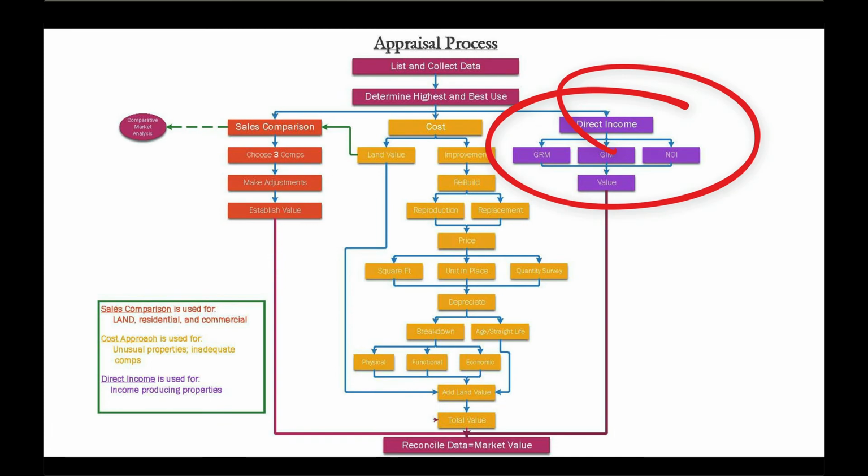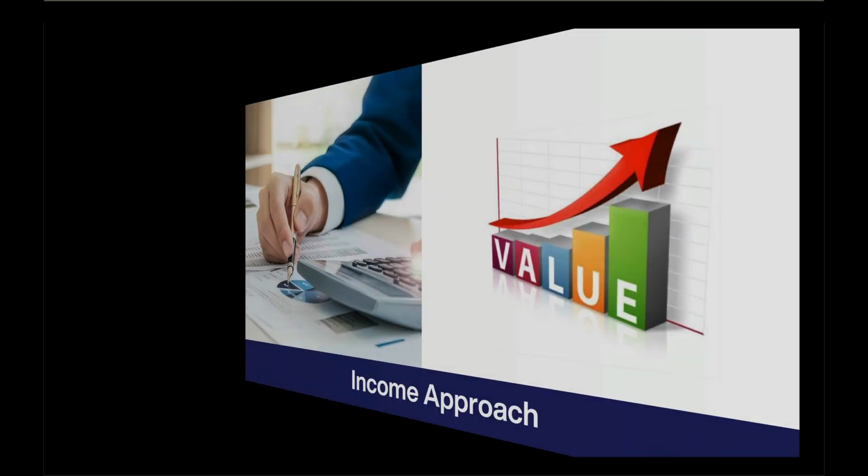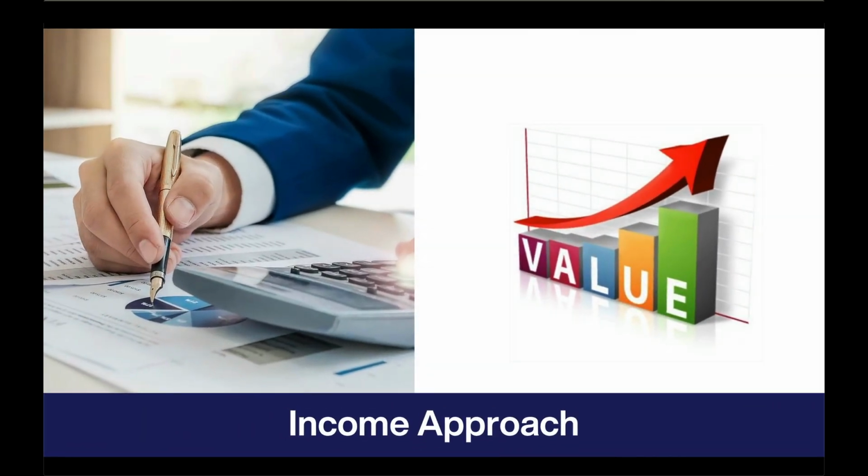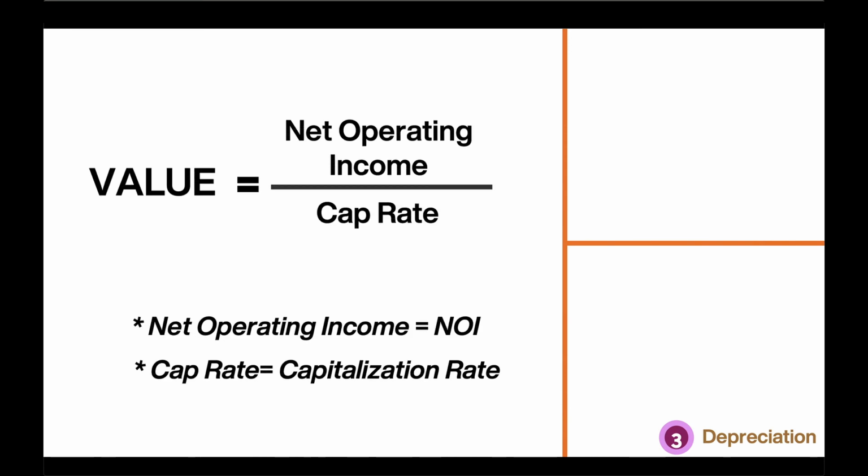Our final method of valuation is the income approach. The sales comparison approach was best for properties with well-chosen recently sold similar properties, and the cost approach rebuilds then depreciates a property. The income approach assigns value based on how much income the property could produce. The income approach has 3 different formulas for determining value. For larger properties like apartment buildings, the value can be equal to the net operating income divided by the cap rate, or the capitalization rate.